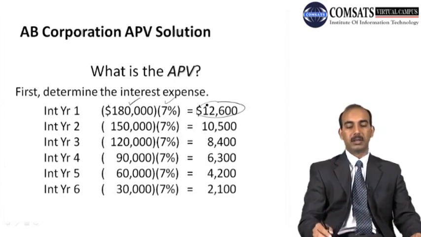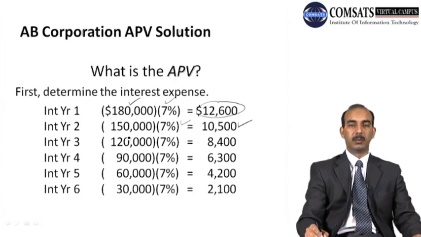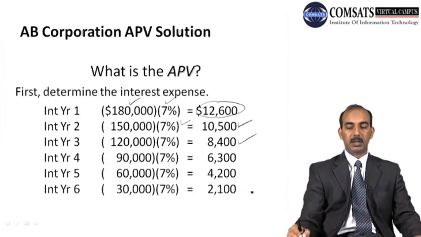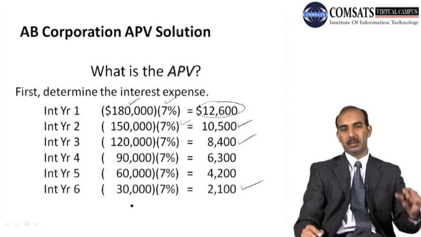every year. Now next year's balance is $150,000 after payment of the first installment, and then the interest for the second year is $10,500. And again the third year's balance will be after payment of the $30,000 installment, so the interest will be charged on $120,000. It will become $84,000, and gradually for the final year's balance, that is $30,000, the interest will be $2,100. And these are the interest expenses the firm would be paying over the next 6 years.